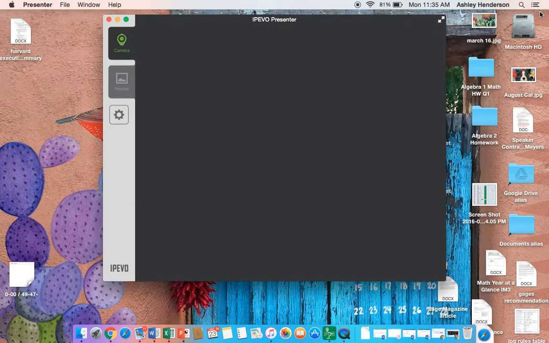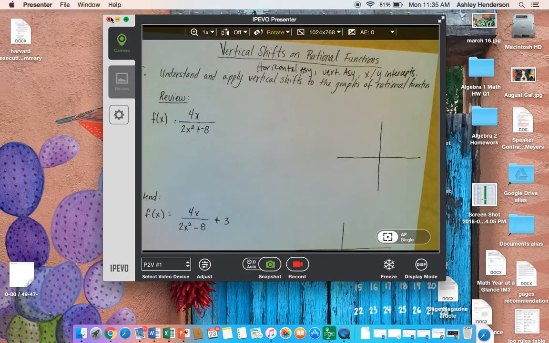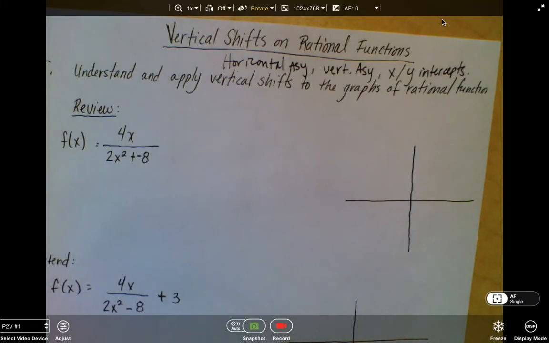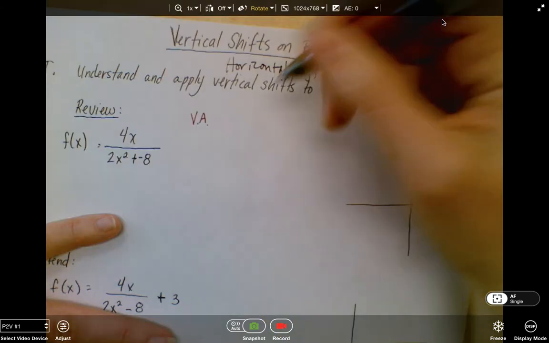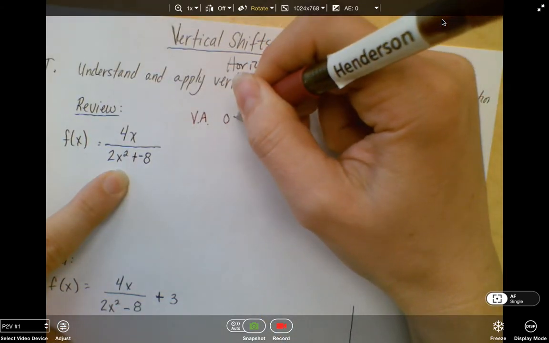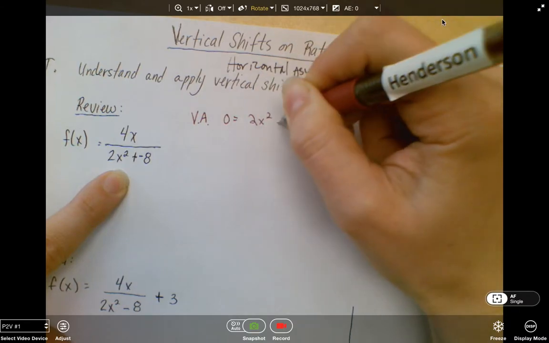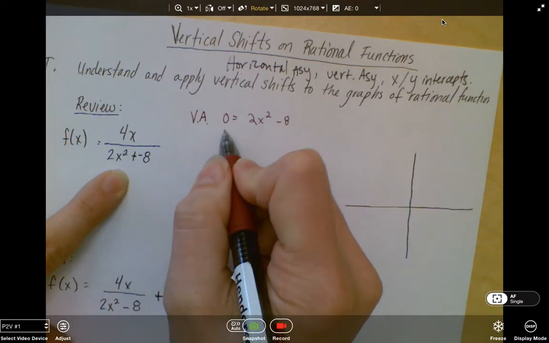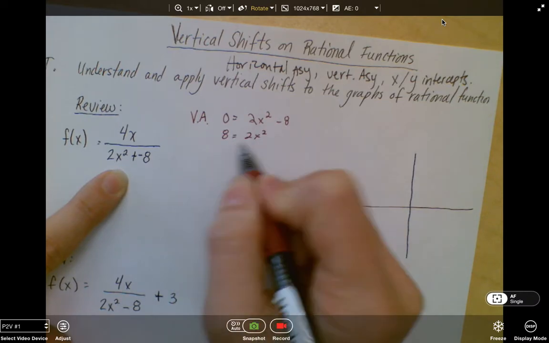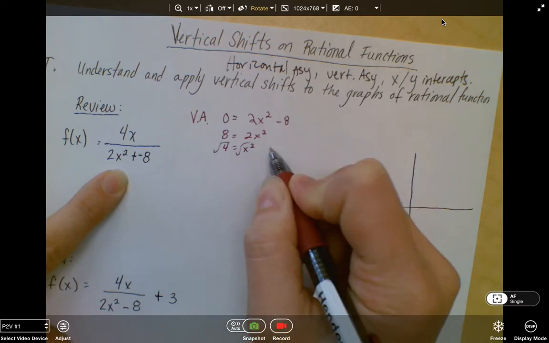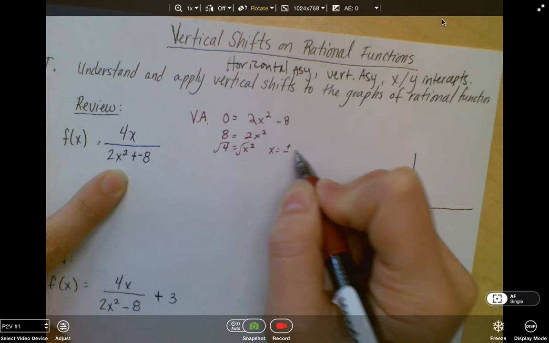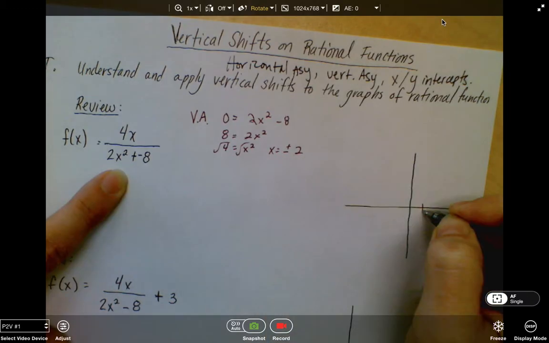So I'm going to try to see if I can graph this. Use a different pen. So our vertical asymptotes will be when the denominator equals 0. So 2x squared minus 8. I'm going to shift my 8 over to the other side. 4, when I divide the 2 out, square root, and I'm going to get x equals plus or minus 2. So something's going to be happening at plus or minus 2.